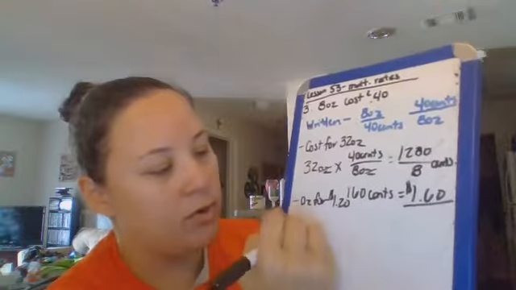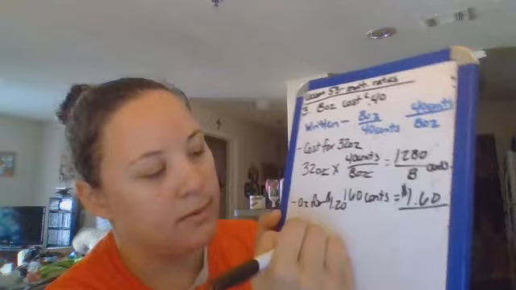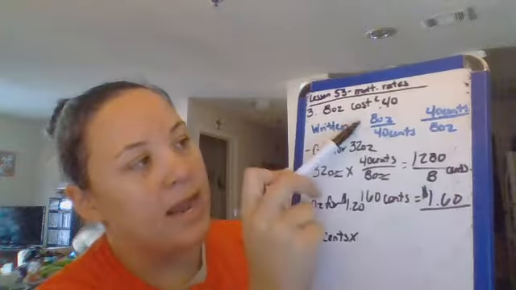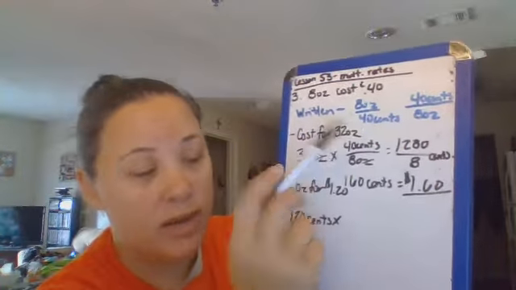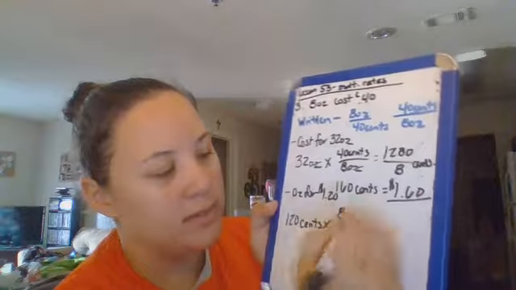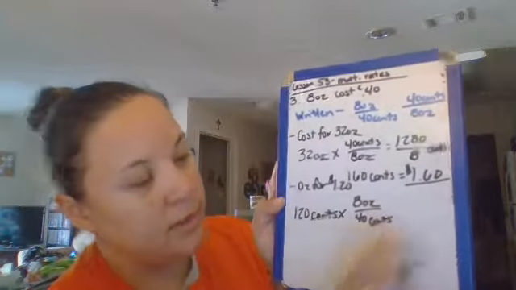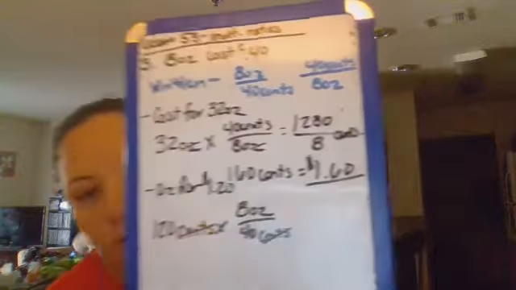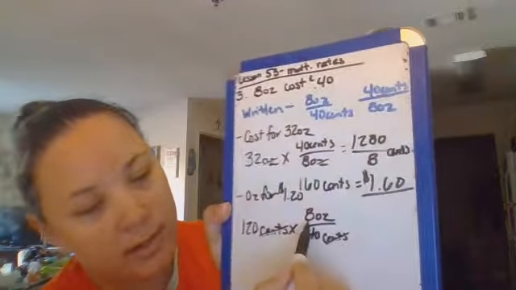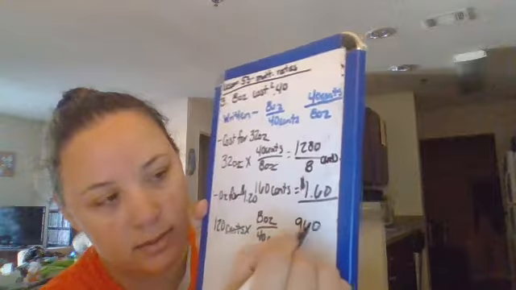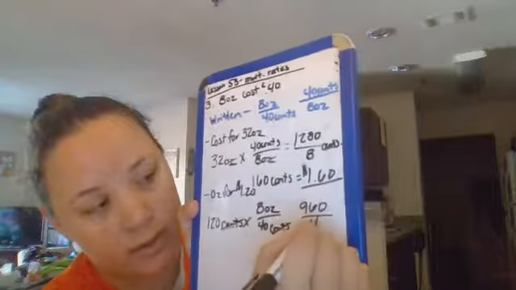So we have 120 cents, and we know that we can get 8 ounces for 40 cents, so we're going to use that equation. So we'll put 8 ounces over 40 cents. So then our cents cancel themselves out. So we're going to multiply 120 times 8 to get 960 over 40.